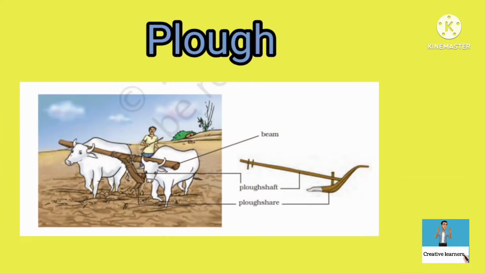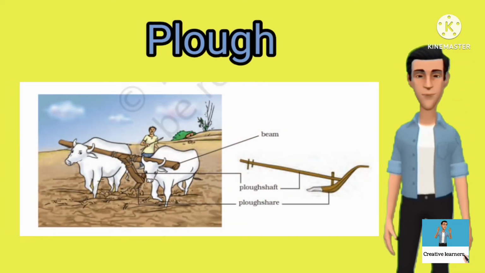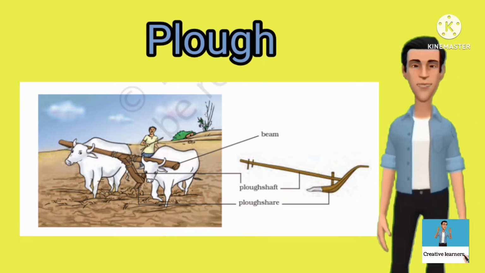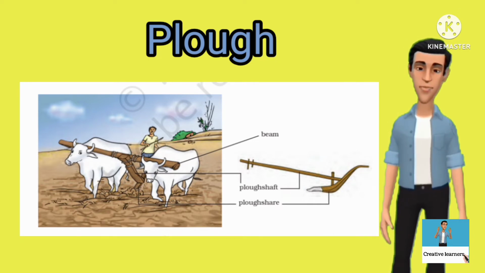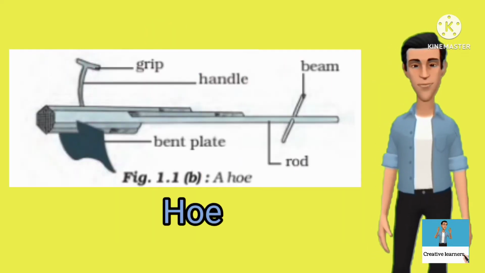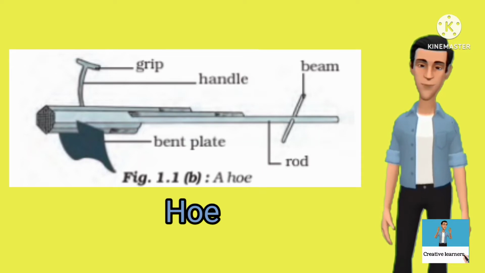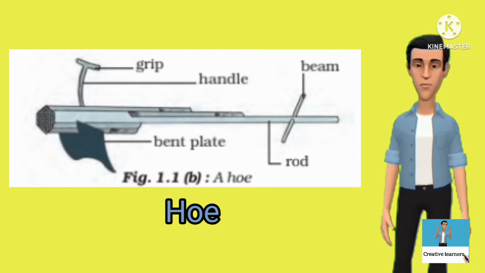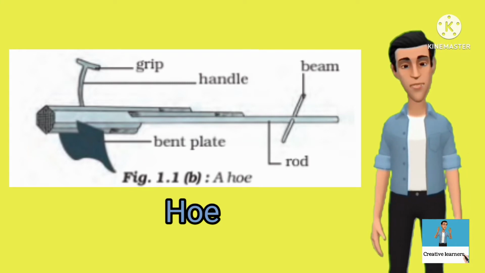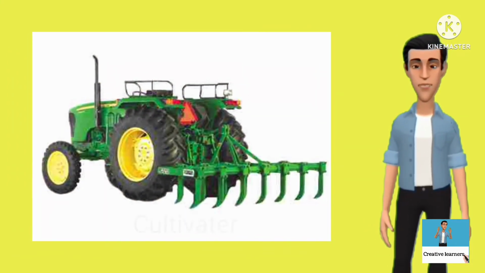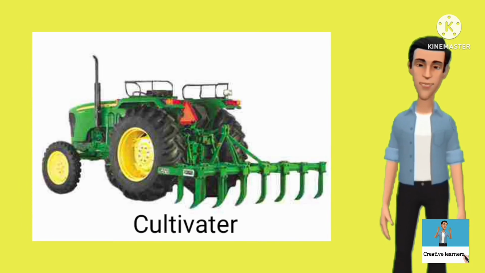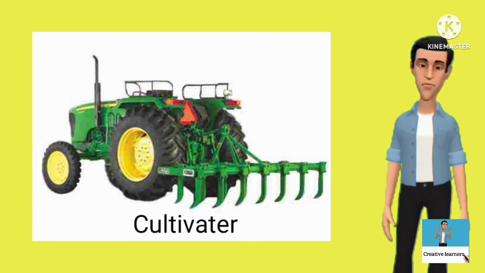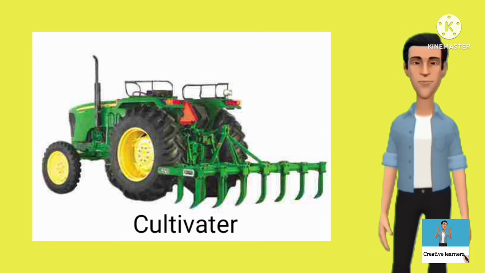Traditionally, it is done by plow. This is an animal driven or human driven technique. Here you can see the names of parts of the tool. This hoe is also similar to the plow. The main difference between them is that the plow is made of wood and the hoe is made of metal. Nowadays tractor driven cultivators are used because it is cheaper and does the work more efficiently than traditional tools.